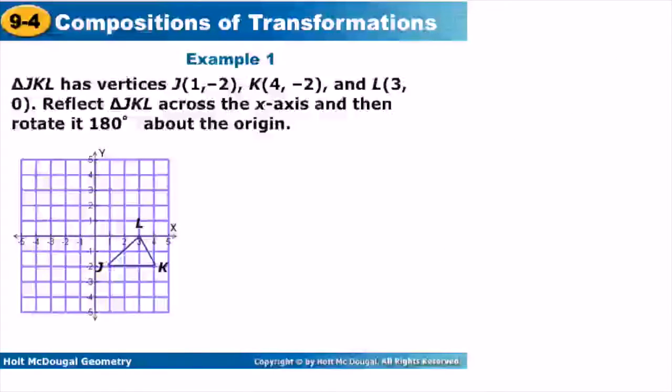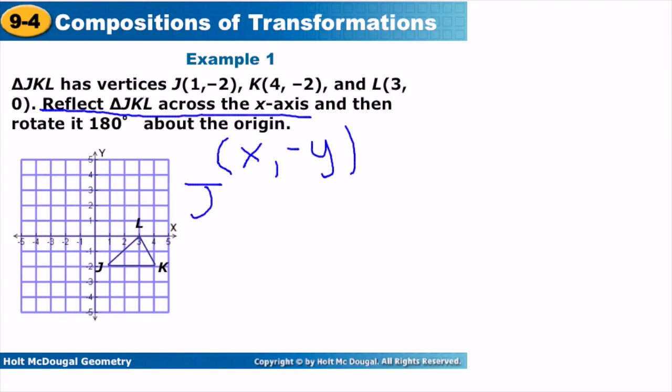Okay, so we've reached our first example. They give you triangle JKL and they give you the vertices for each. What we're going to be doing is a two-step process. The first thing they've asked us to do is to reflect triangle JKL across the x-axis. We know from section 9.1 that when we reflect across the x-axis, our rule becomes to keep the value of x and change the value of y. So first, that's what we're going to do with each of these coordinates.